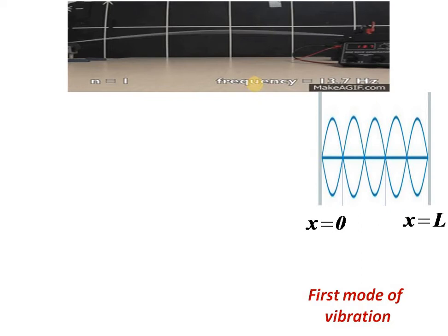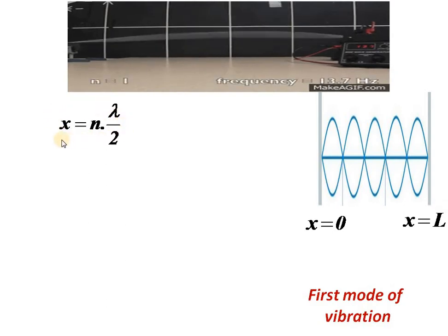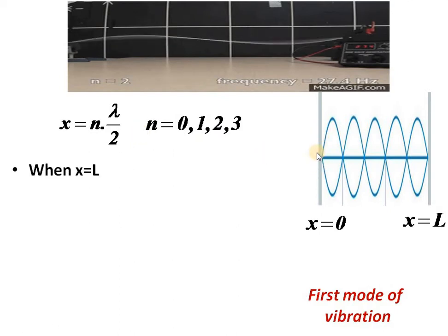What is the difference between our previous discussion and this one? In the previous discussion, we had no rigid supports. Only at one end we had rebounding, and we got a continuous standing wave pattern. But here both ends contain rigid walls. Anyway, we know the condition for nodes is x equal to n lambda by 2. So of course here the first point will be at the first boundary, that is x equal to 0.